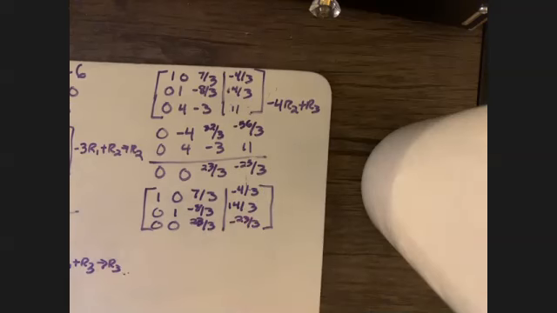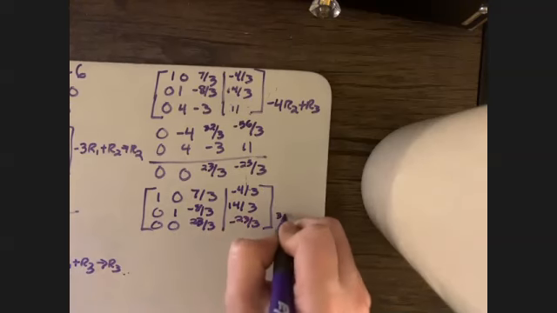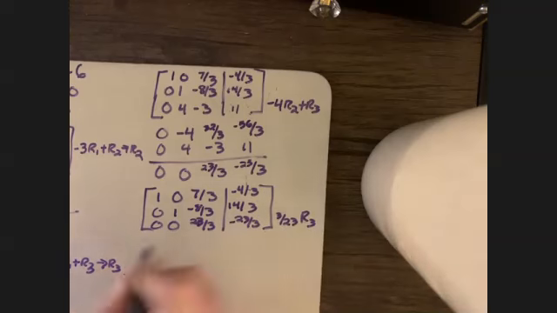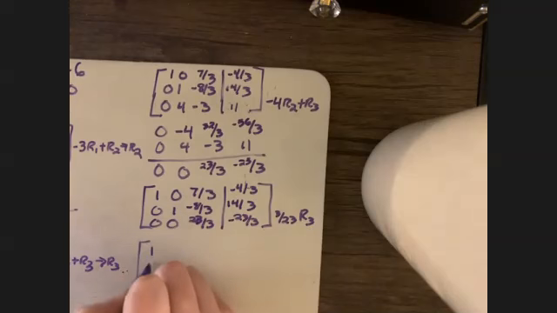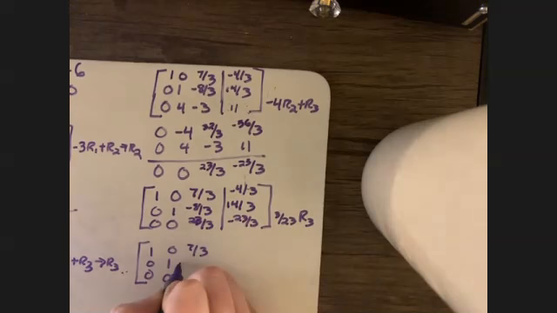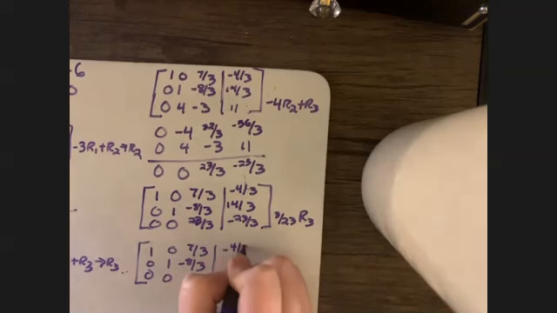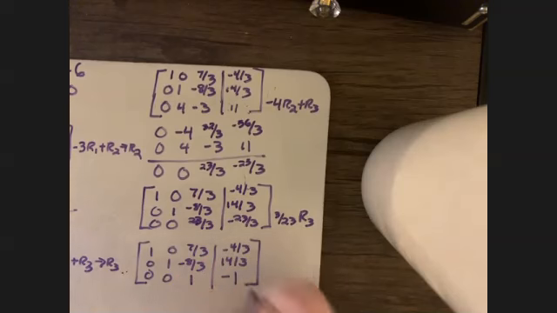Hopefully, guys, you're seeing that that's going to be really pretty. I'm going to do 3 23rds. I'm going to multiply by the reciprocal, row 3. So that's going to give me 1, 0, 0, 7 thirds, negative 8 thirds, 1, negative 4 thirds, 14 thirds, negative 1.